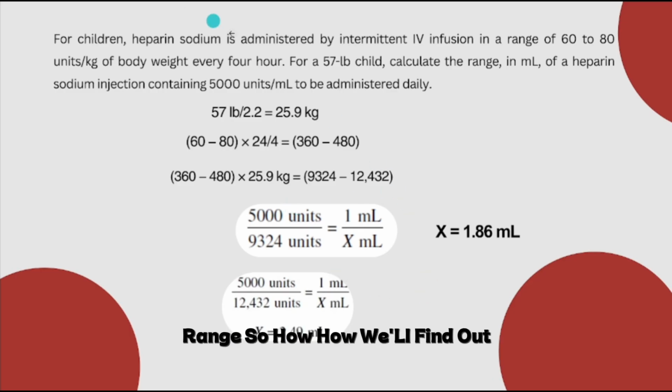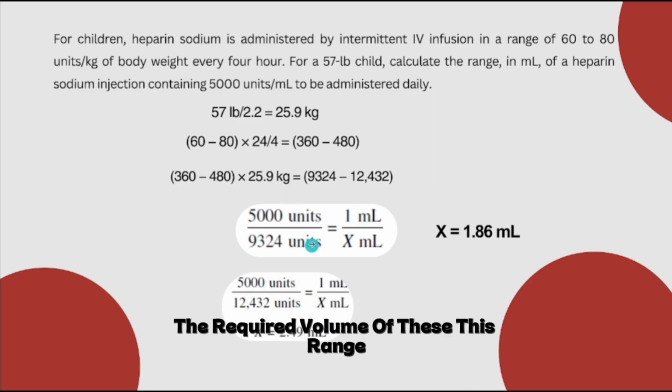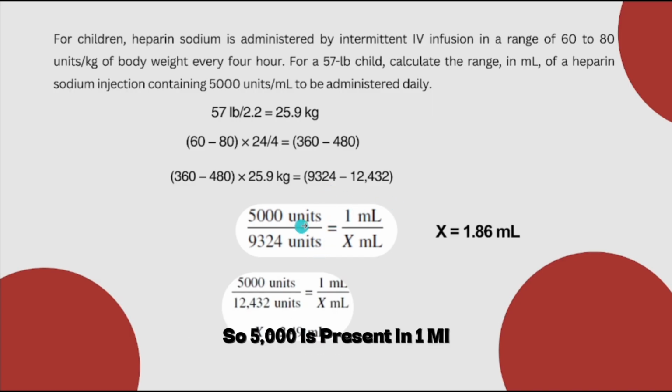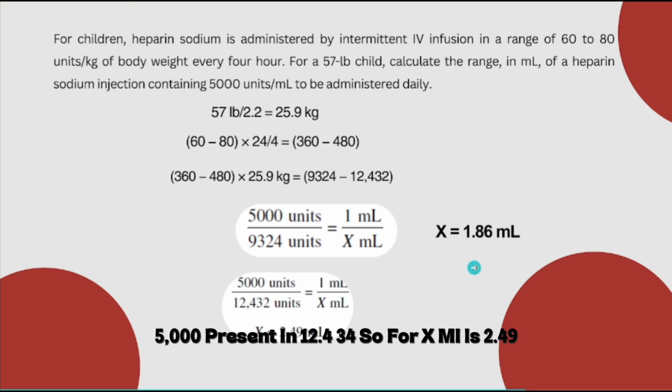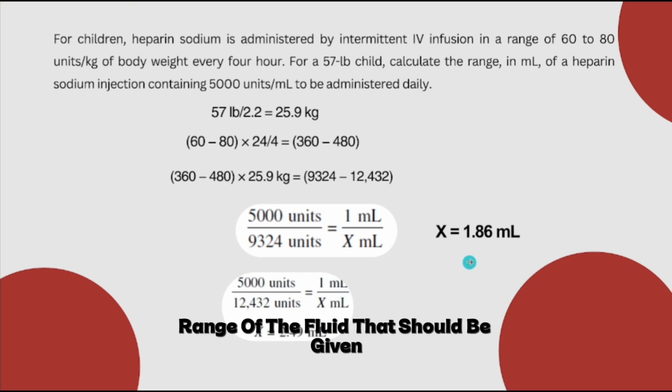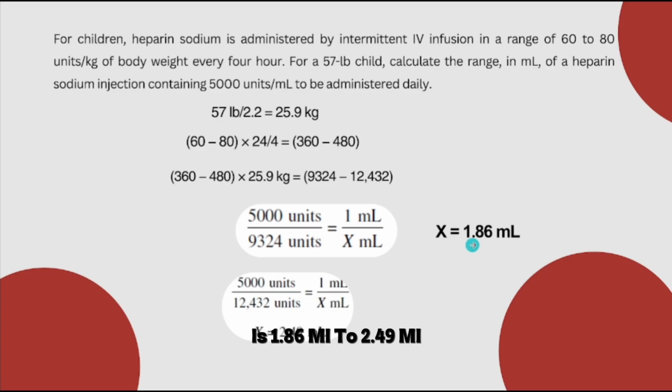So how will we find the required volume of this range? 5000 is present in 1 ml, so 9000 is present in x ml. 5000 is present in 1 ml, 12.434 is present in x ml, which is 2.49. The range of the fluid that should be given is 1.86 ml to 2.49 ml.